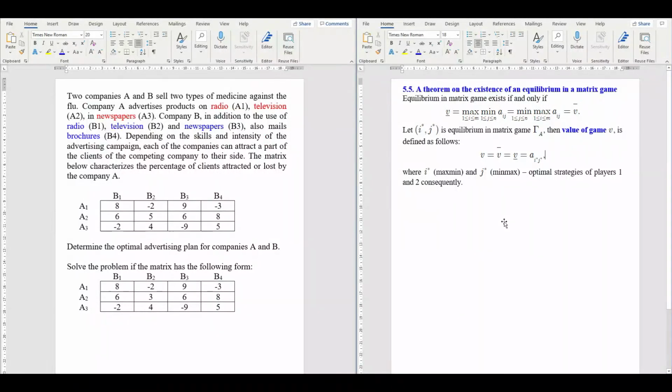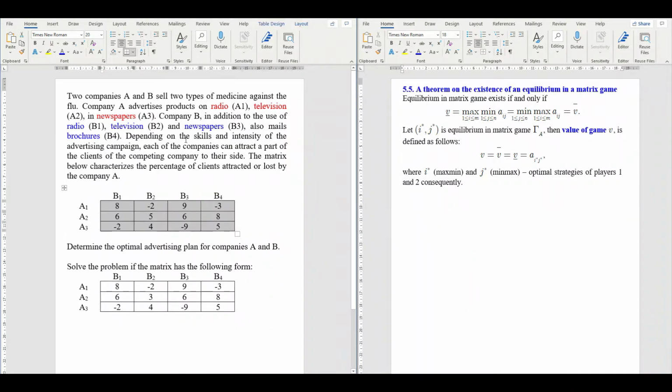Dear colleagues, let's consider an example of matrix games. We consider two companies, A and B. The first company advertises a product on radio, television and newspapers. The second company, B, advertises the product on radio, television, newspapers and brochures. The payoff matrix of the first player is represented in the first table.